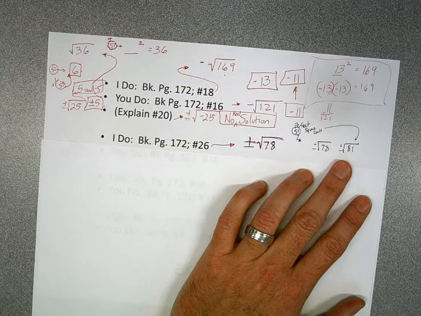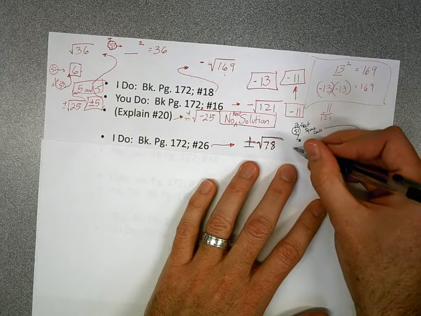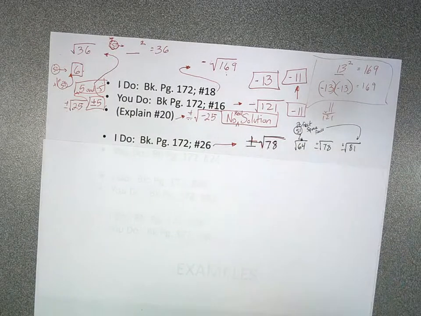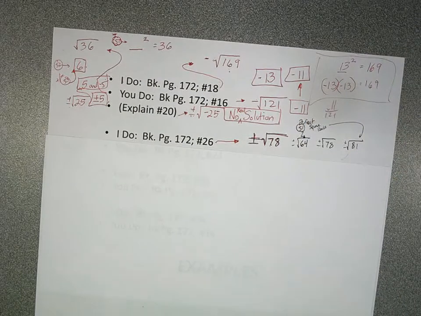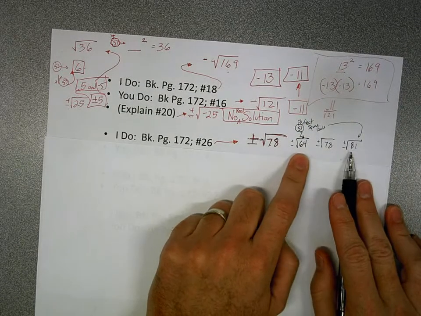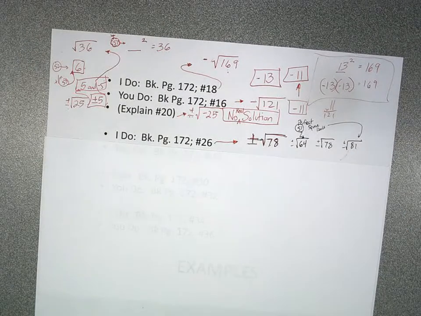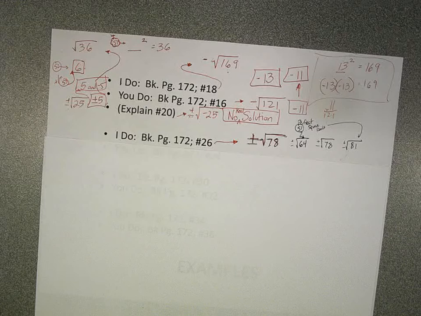What's 8 times 8? Square root of 64. So for step 1, you're thinking of your two perfect squares on both sides. Square root of 81, square root of 64. Those are your perfect squares.